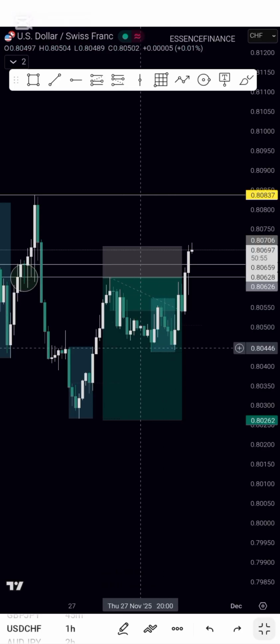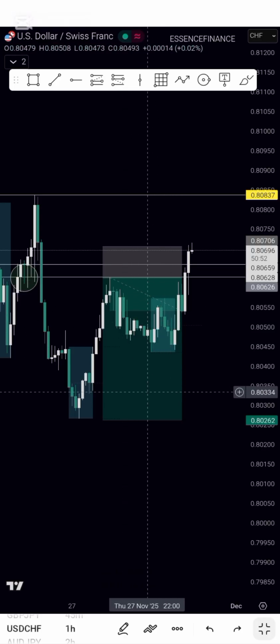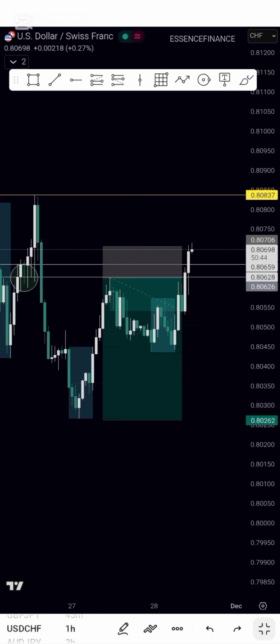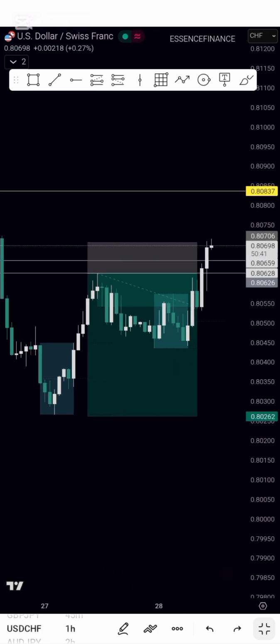This was Asia. And then the spread on this thing was very crazy. I don't know if it's because it's an exotic pair. Yes, this is an exotic pair, right? I don't think it's a major pair. Yeah, whatever. But the spread took my entry out.